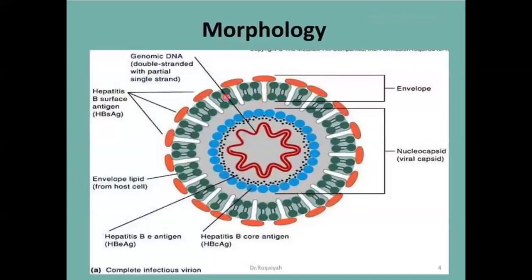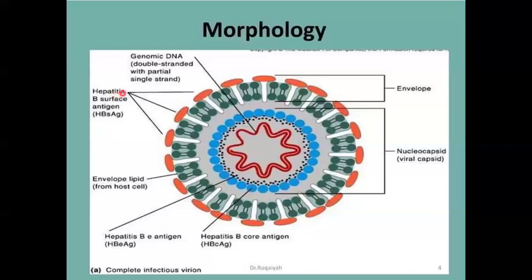As you can see here, this is a very high-yield image. If you're given a picture like this, they'll label here double-stranded partial with partial single strand. You know that this is hepatitis B. It has an envelope, it has a capsid, here it is. And then there are these antigens that we're going to go through all of them, and you have to understand them so that you get the hepatitis B serology.